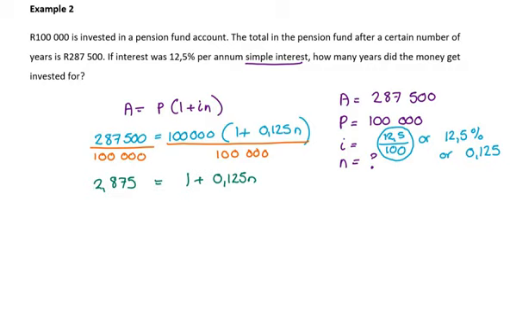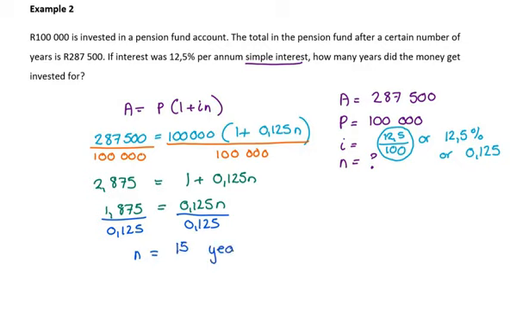So now what I'll do is minus 1 on both sides. So I get 1,875 equals 0,125n. And now I'm simply going to divide by 0.125 on both sides. Again, you don't have to write these steps. You're welcome to just do it on your calculator. But I'm just writing them in for when you're studying. And I got 15 years, which seems kind of plausible.